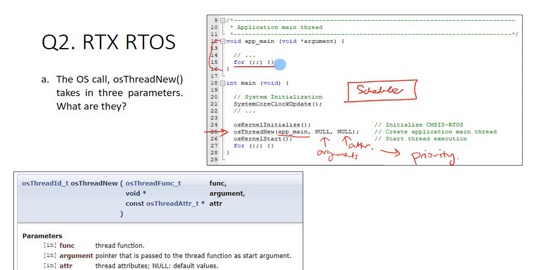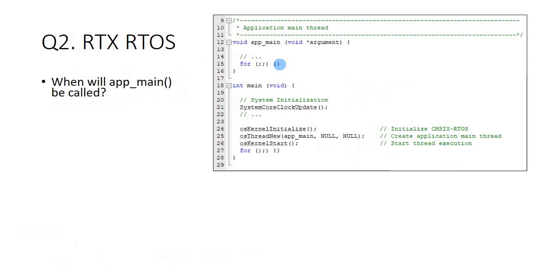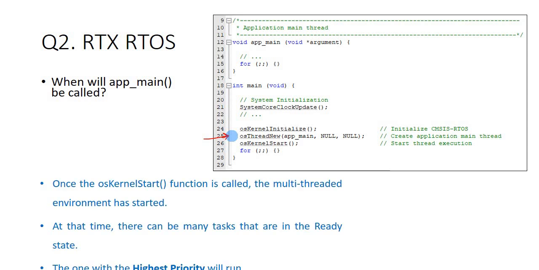Now, let's look at this question. When will app main be called? I think I just mentioned this. App main is never explicitly called. When we create the thread with OS thread new, what we are doing is telling the OS environment that we are creating a new thread. What is going to happen is once the OS starts, the scheduler will kick in and look at all the threads that are in the ready queue and select the one with the highest priority to start running. OS kernel start is basically the start of the multi-thread environment.